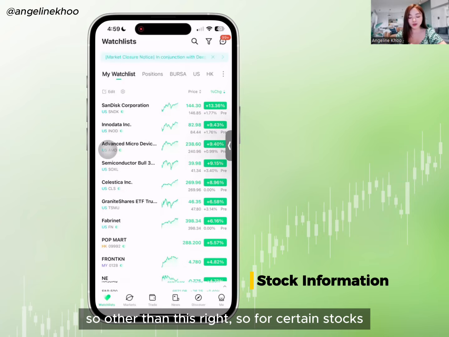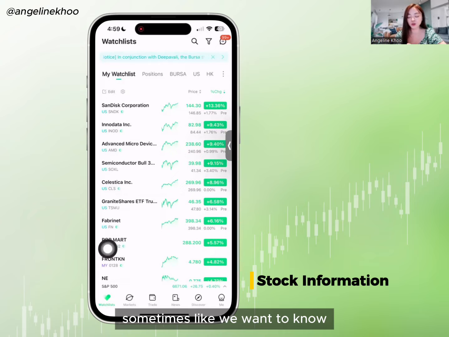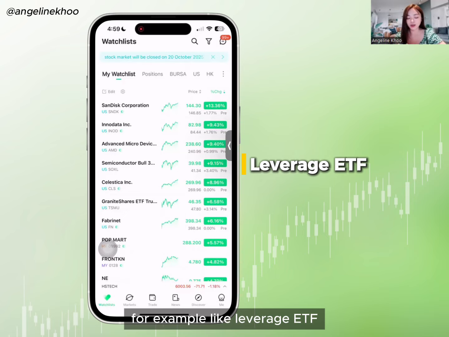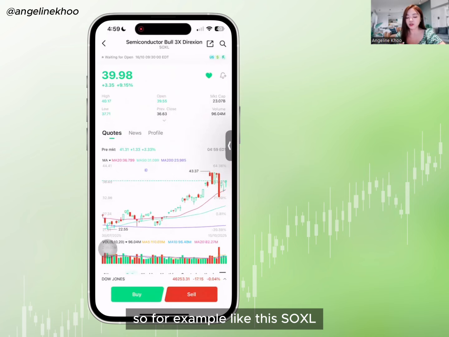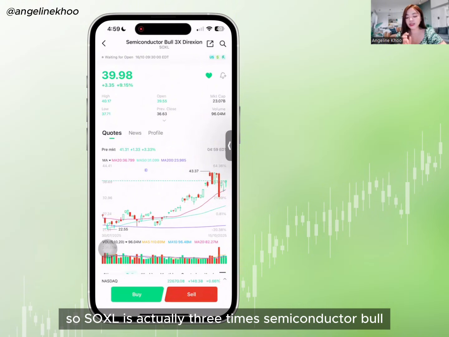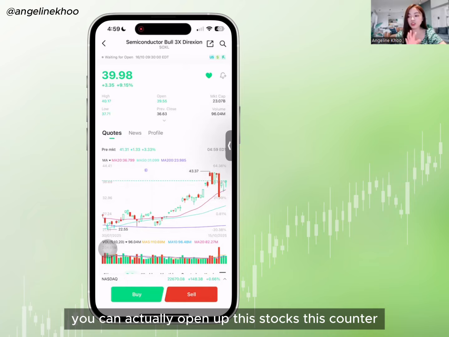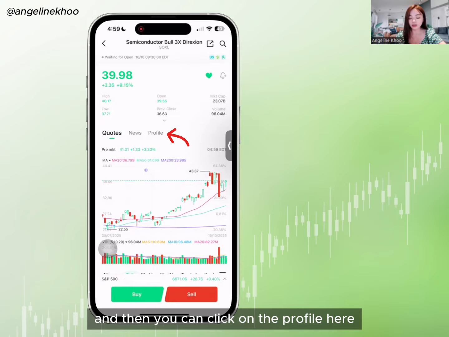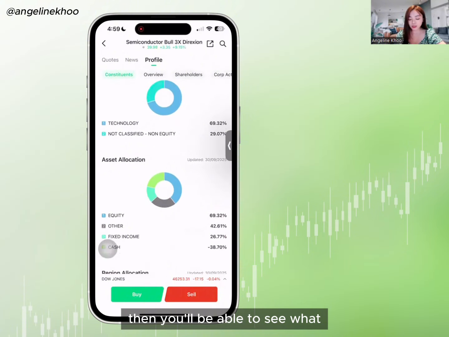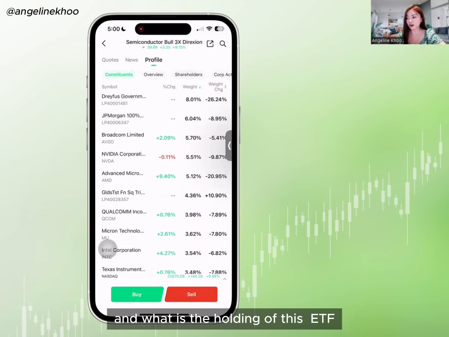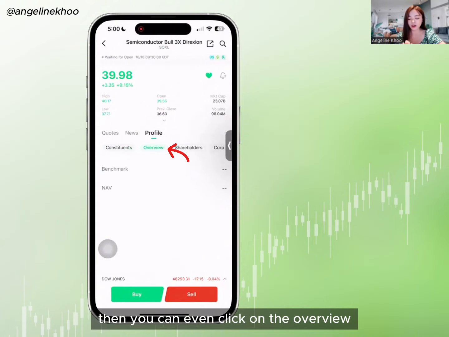So other than this, for certain stocks, sometimes we want to know more about stocks that are more than just stocks, for example, leveraged ETFs. So for example, this SOXL. So what is this? SOXL is actually 3 times semiconductor bull. But if, let's say, you don't know what this is, and you don't have Angeline to tell you what this is, you can open up this stock, this counter, and then you can click on the profile here. Then you'll be able to see the combination of these stocks and the holdings of this ETF.